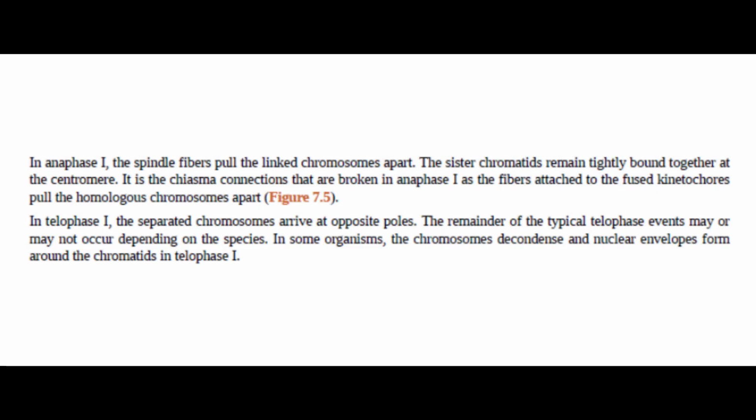In anaphase I, the spindle fibers pull the linked chromosomes apart. The sister chromatids remain tightly bound together at the centromere. It is the chiasmal connections that are broken in anaphase I as the fibers attached to the fused kinetochores pull the homologous chromosomes apart. In telophase I, the separated chromosomes arrive at opposite poles. The remainder of the typical telophase events may or may not occur depending on the species. In some organisms, the chromosomes decondense and nuclear envelopes form around the chromatids in telophase I.